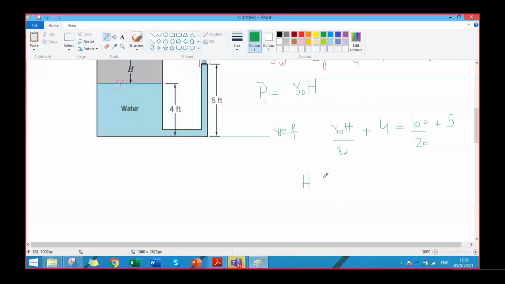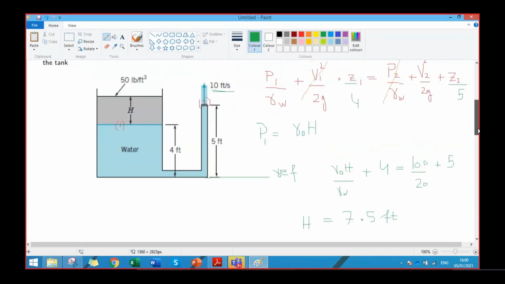We'll just write the value of H here. So we can write 100 divided by 20, plus 5 minus 4, the answer multiplied by gamma of water, which is 62.4, divided by gamma of oil, which is 50. So it is 7.48 or 7.5 feet. Clear? This is 7.5 feet. Any question in this problem solution? Anything which is not clear?